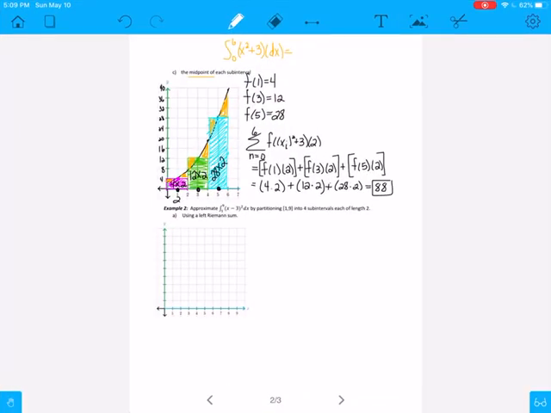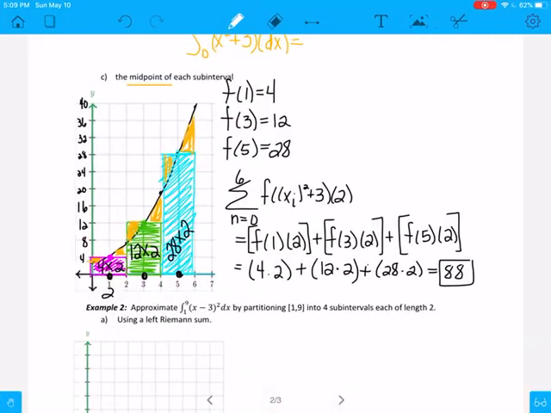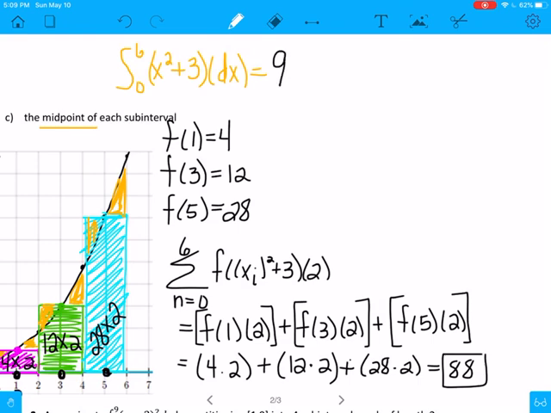So the answer to this is actually 90. And we got 88. We got very, very close with the midpoint. What they found out is the left hand and right hand endpoints will get you a kind of minimum and maximum area possible. The midpoint gets you extremely close, and the midpoint will get you completely exact if you actually split this into more subintervals.